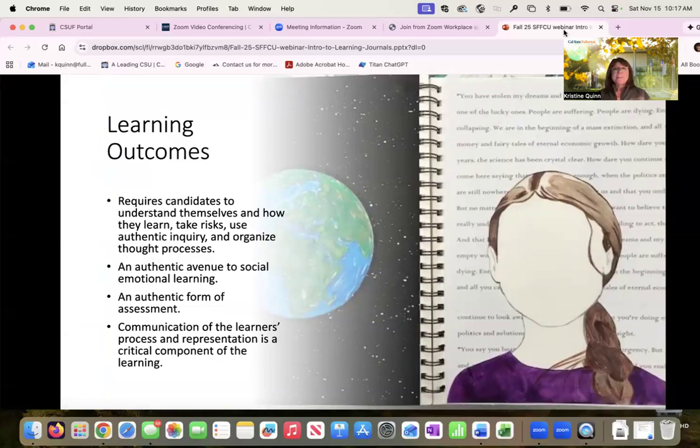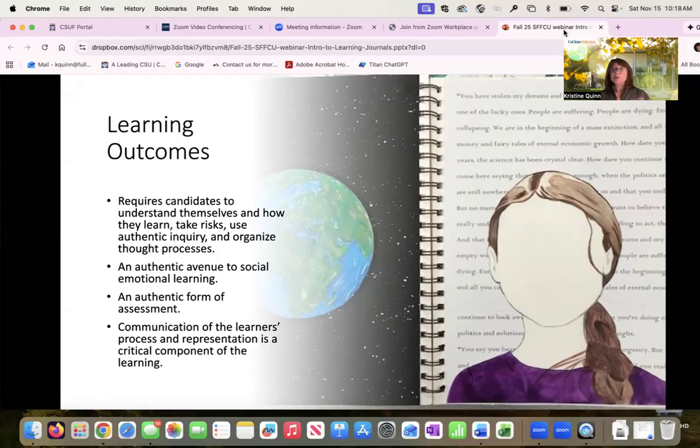So you can see another current event response here in the background. And you can see that this student has chosen to use some quotes and things that are typed. That is absolutely one source of multimedia as well that they can use in their journals. So it requires candidates to understand not only the content, but to understand themselves, to understand how they learn and specifically how they understand. It requires them to take risks.